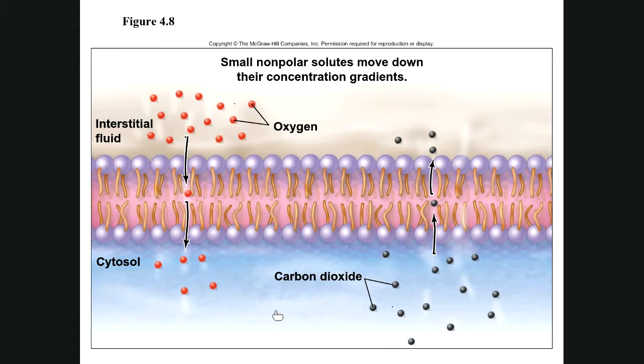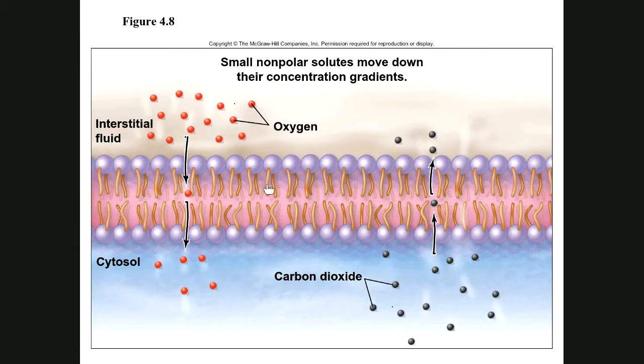These include gases such as oxygen and carbon dioxide. Other examples can include steroid hormones and fatty acids. Remember, we said that diffusion was an example of passive transport. And passive transport doesn't utilize energy, doesn't utilize ATP, because it moves down its concentration gradient, that is, from a high concentration to a low concentration.